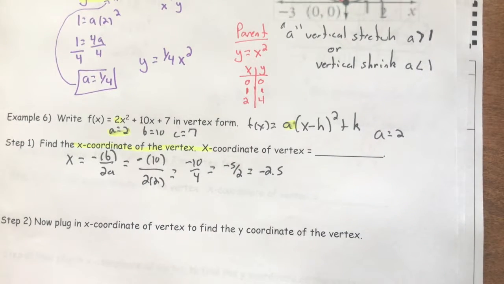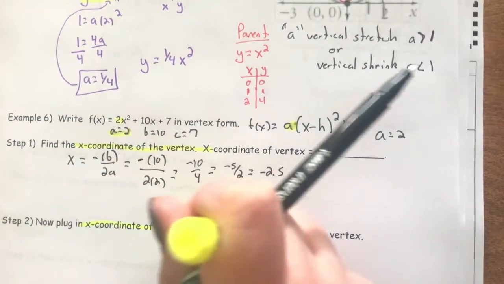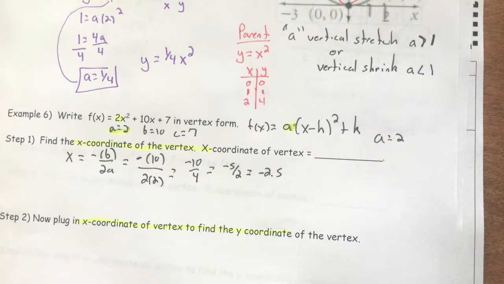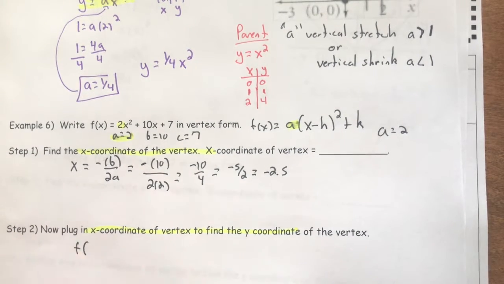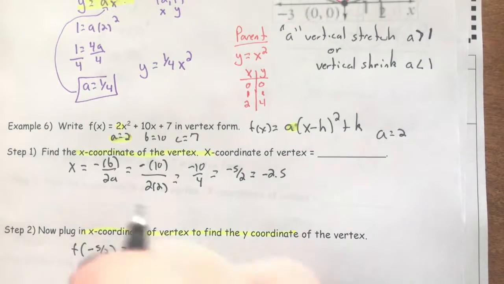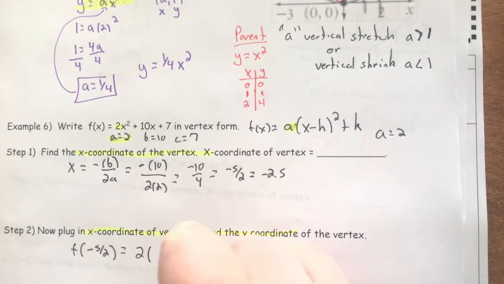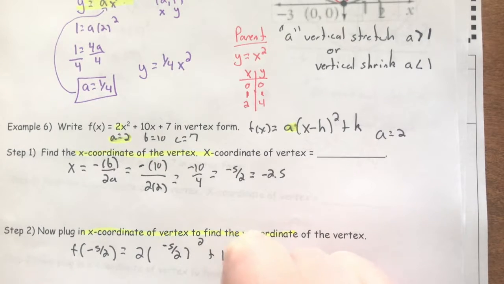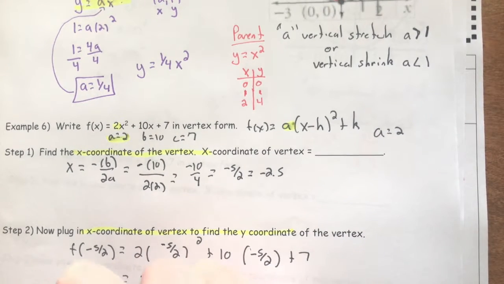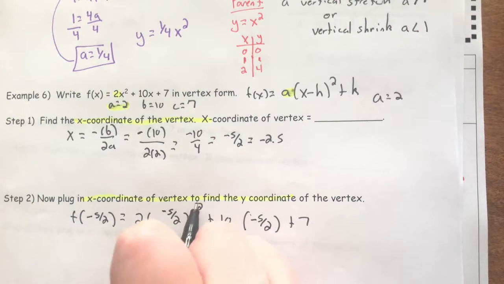Some of you could do that in your head, but let's practice without a calculator. We'll leave that as negative 5 halves. So now that we have the x-coordinate, how do we find the y-coordinate? We remember we're going to plug in the x-coordinate of the vertex to find the y-coordinate. So here we go. We're going to plug that in. We're going to have f of negative 5 halves is equal to 2 times negative 5 over 2 squared plus 10 times negative 5 over 2 plus 7. When we square a fraction, we apply it to both the numerator and denominator.